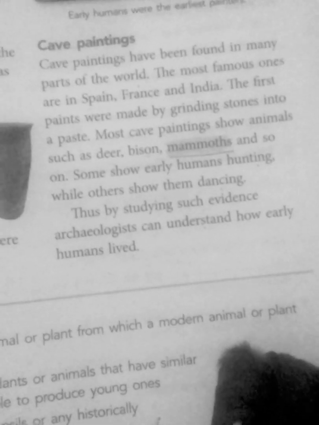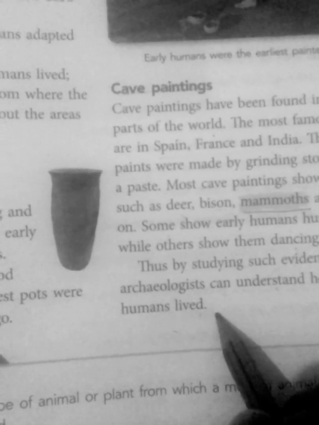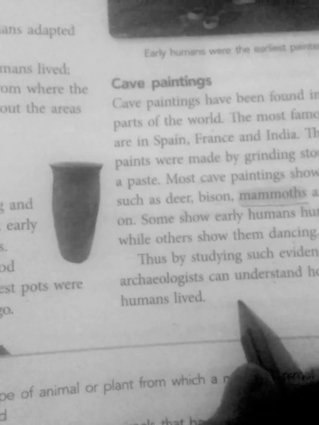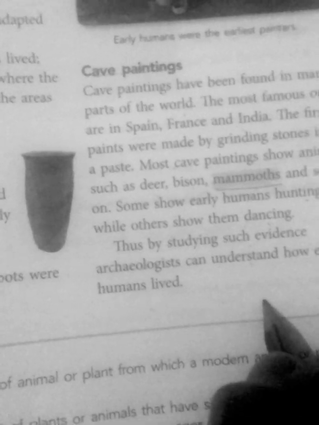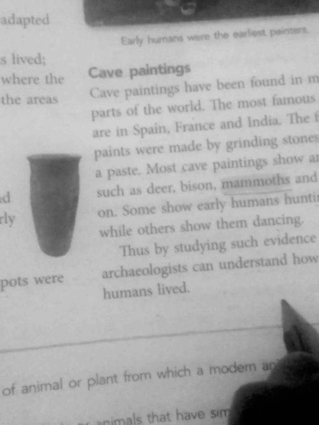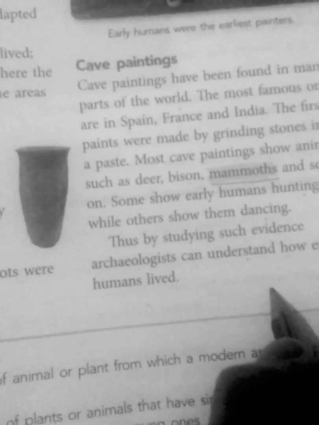So students, this is our first chapter. In this chapter we discussed two main things. First one is the stages of human evolution. Second one is the sources that help us understand human life, early human life.